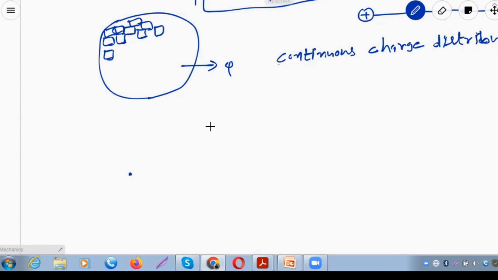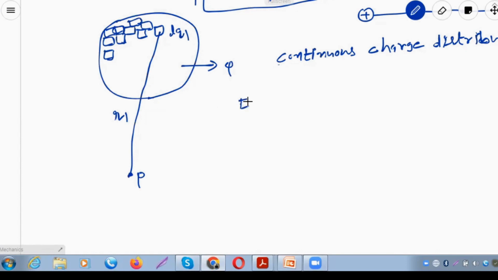I will calculate the electric field due to elemental charge dq first. This dq is at a distance, let us say r1. So this is dq1. What I will be doing is dividing this entire charge into infinitesimal elements, that means small charge elements, piecewise elements. So one such element I'm taking, and I'm calculating the electric field at this point P due to this charge.